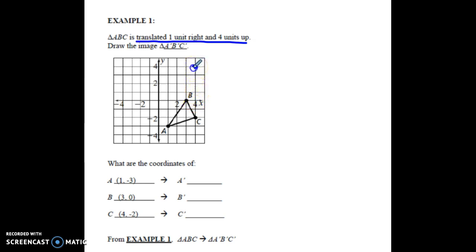So if I move point B over 1 and up 4, it should be sitting here. So I'm going to label it. This is my image point, B prime. I started with B, and that's why it's B prime. C is going to move the same amount. So I've got to go 1 unit to the right, 4 units up, label it C prime. And again, A gets moved the same amount according to our slide. 1 unit right, 4 units up.